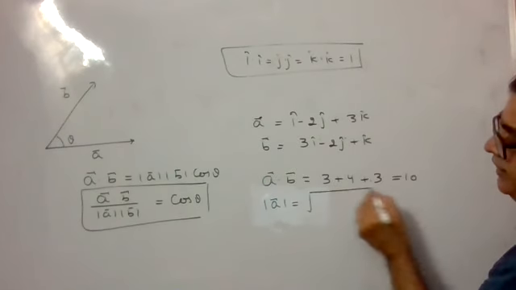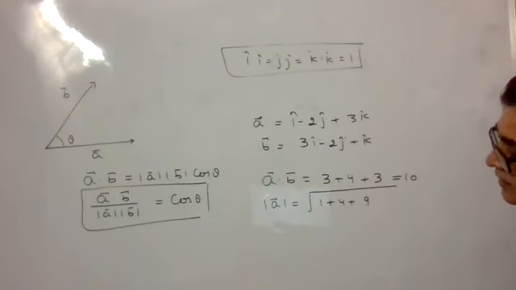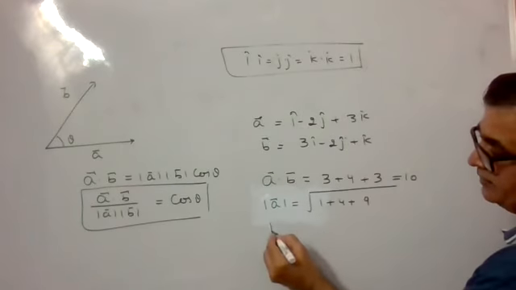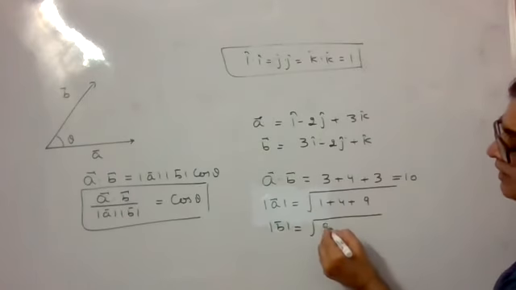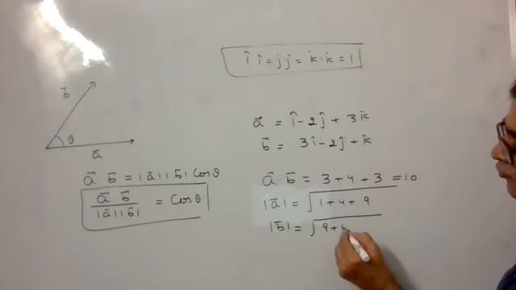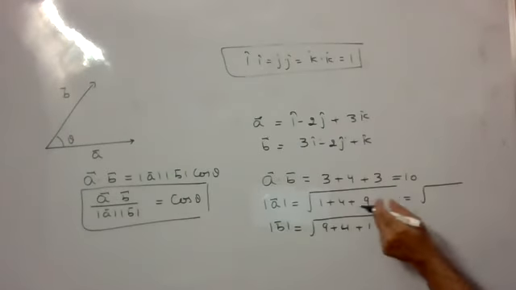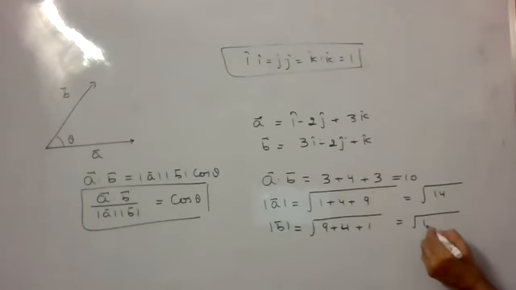Magnitude of A, when I calculate, will come out to be root of 1 plus 4 plus 9. This is A square plus B square plus C square. In the same way, for magnitude of B, under root of 9 plus 4 plus 1, what will this come out to be? Root of 9, 4 is 13 and 1 is 14. This will again come out to be 14. So everything is known to you.